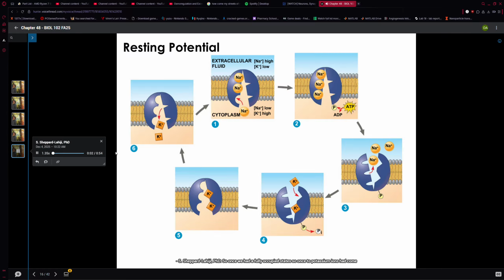So once we had a fully occupied state, so once 2 potassium ions had come in and bound to those 2 respective sites with a high level of attraction or affinity, we had the hydrolysis of our phosphate group, and that will remove the phosphate from the protein.